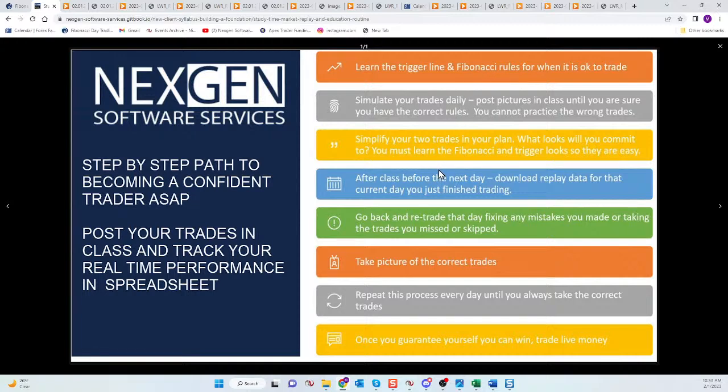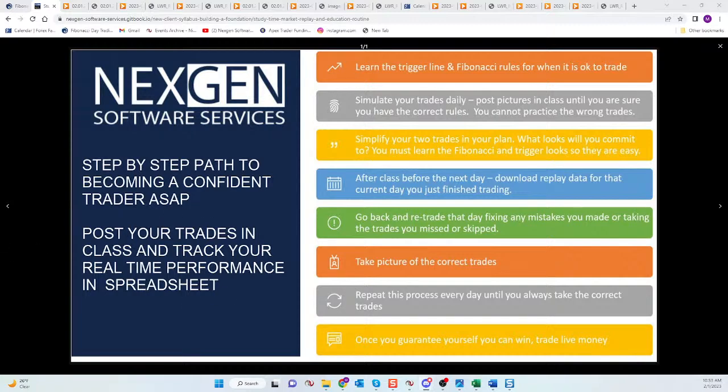Guys, do market replay, retrade the day, take those pictures, repeat the process until you always take the correct trades. Not until you win every trade, because guys, that's not realistic, is it? You're going to lose trades, and the sooner you accept that not every trade is going to work, typically the sooner you start winning more trades because you stop trading not to lose and you start trading because rules are met.